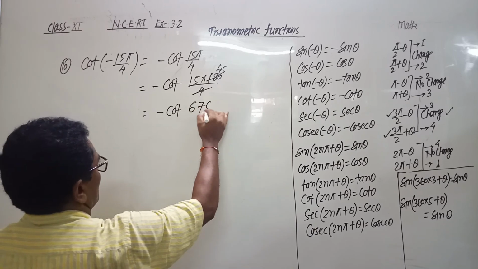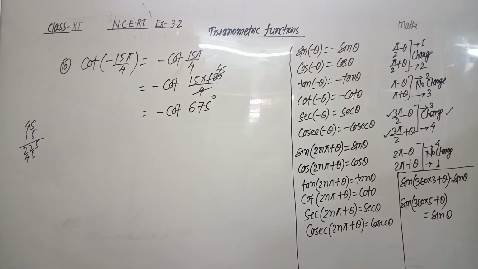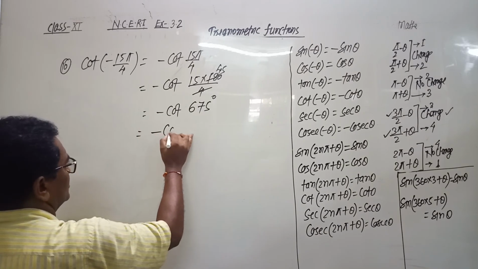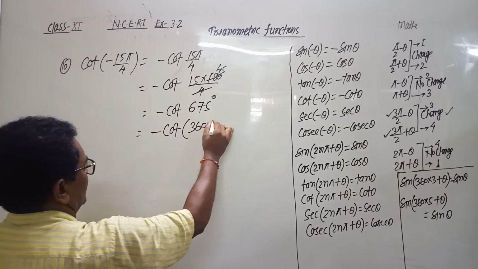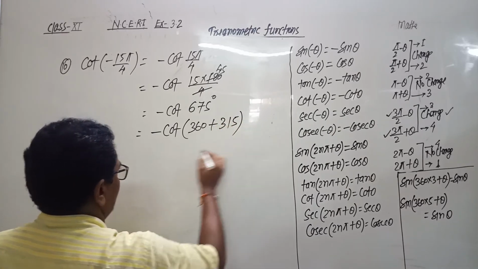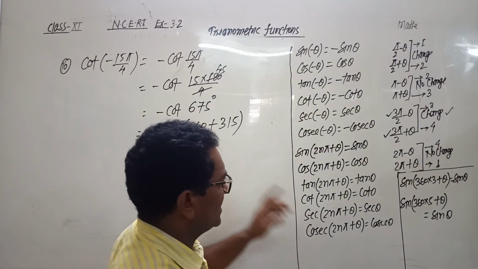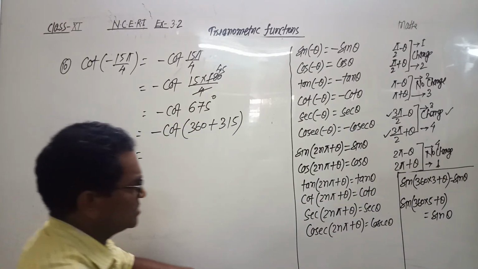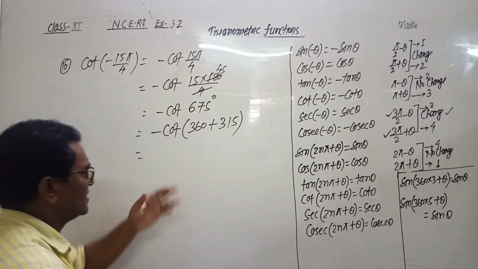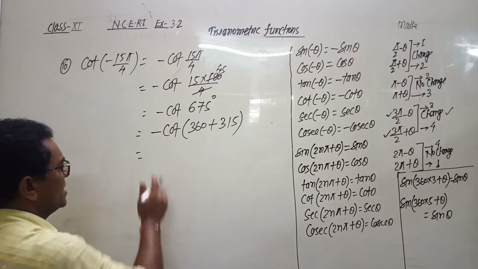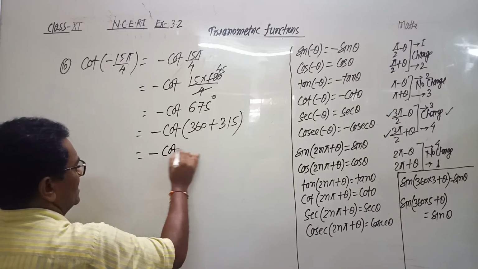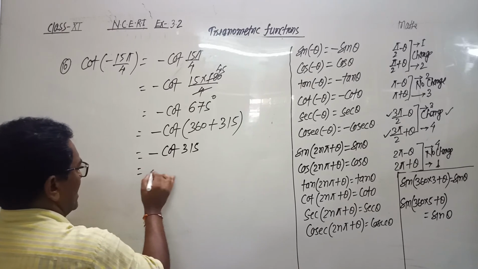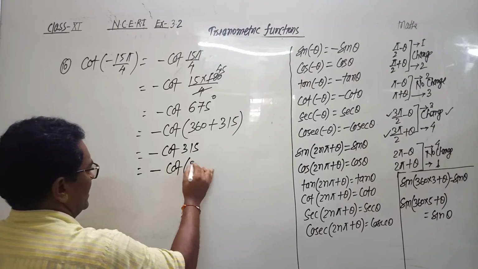That is 675, so minus cot 675, and 675 is written as minus of cot of 360 plus 315, and cot of 360 plus theta means 2 pi plus theta. There is no change, meaning cot remains cot, and it behaves as the first quadrant. In the first quadrant all are positive, but already there was a minus, so it gives minus of cot 315.